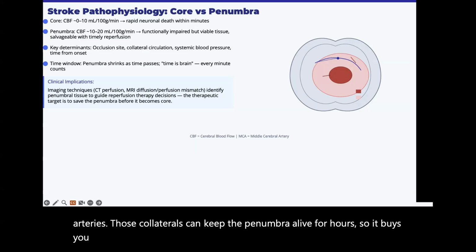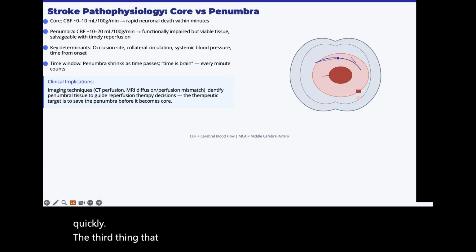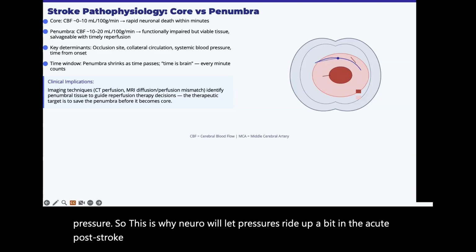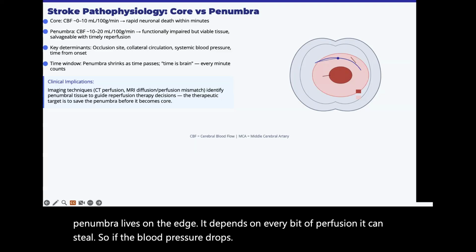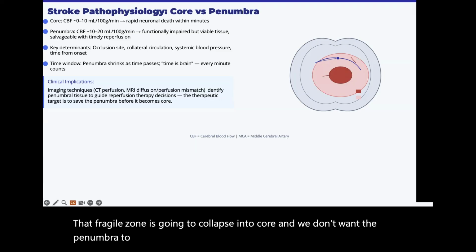Other people have bad collaterals and they convert to core very quickly. The third thing that affects salvation of the penumbra is the systemic blood pressure. So this is why neuro will let pressures ride up a bit in the acute post-stroke phase, because they're trying to perfuse the penumbra. The penumbra lives on the edge. It depends on every bit of perfusion it can steal. So if the blood pressure drops, that fragile zone is going to collapse into core. And we don't want the penumbra to become core, because core is irreversible.